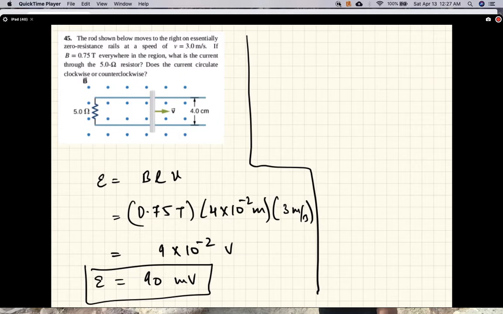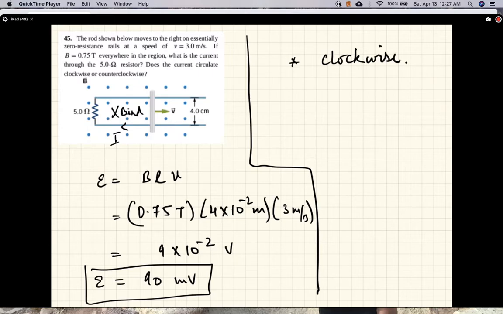So the induced current should be such that it wants to oppose that, and the induced field needs to be into the sheet of the paper. So to fight that, it can be done by inducing a current in that direction. So does the current circulate clockwise or counterclockwise? It circulates clockwise.